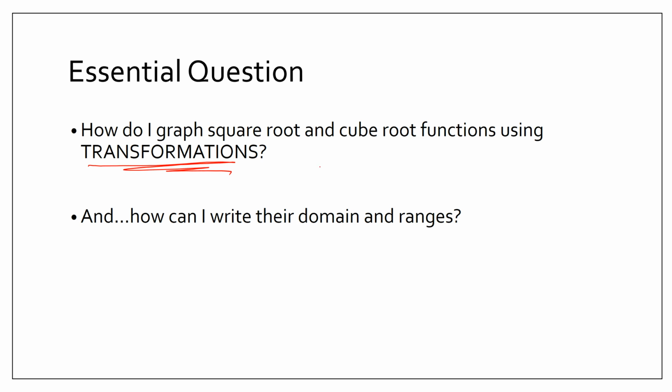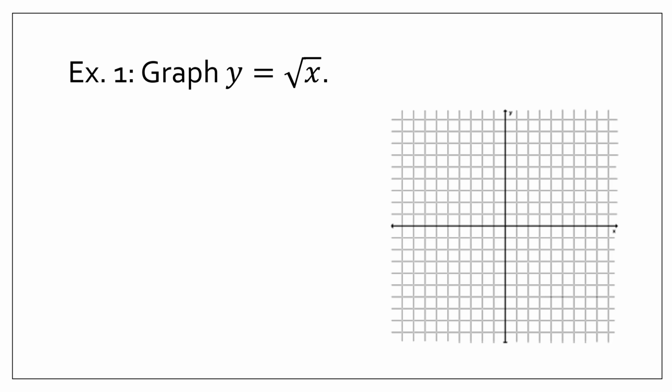We did this way back in the chapter where we did absolute value, and we talked about some of the transformations that are happening here. It's the same transformations. Also, how can I write the domain and range? So let's first of all graph the parent function for y equals square root of x. Let's graph some x's and y's.